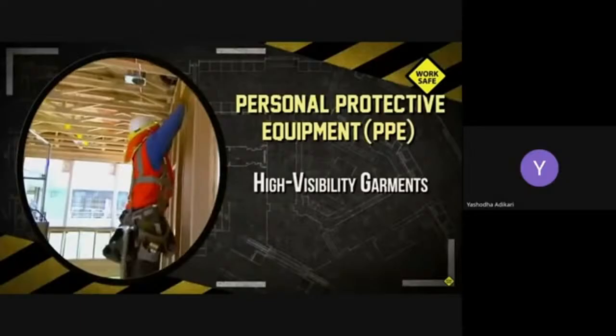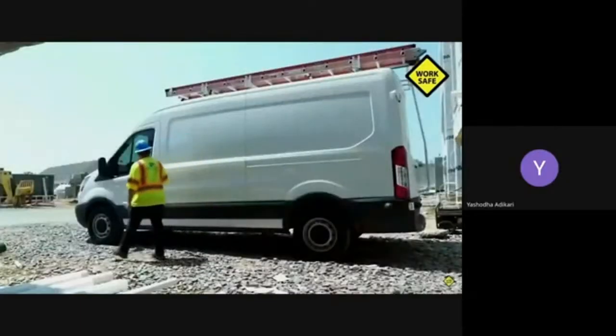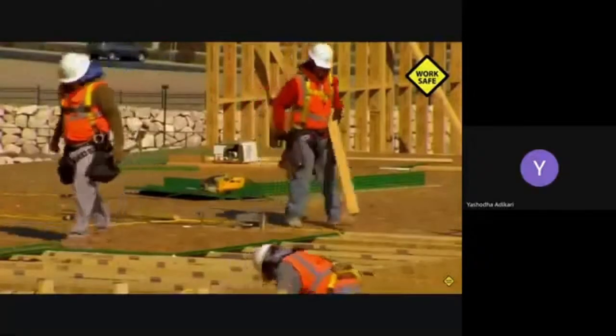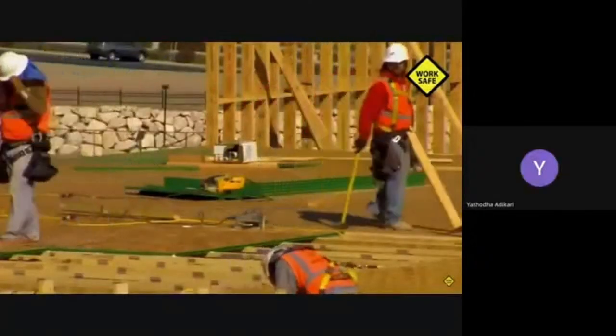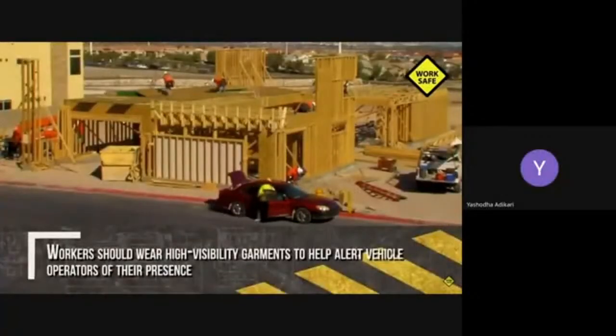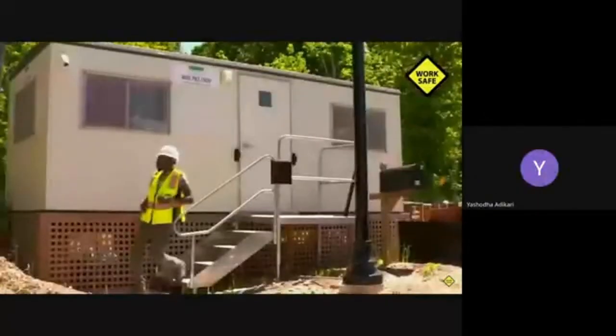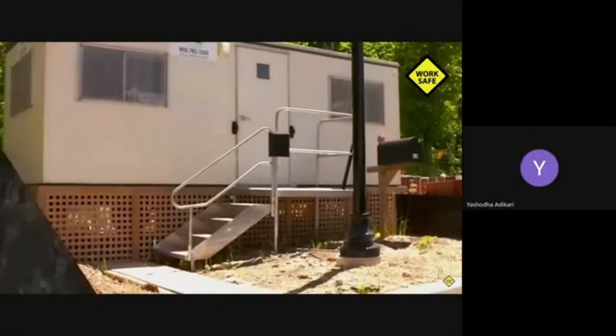Being able to see workers is important for safety. This is especially true for workers working around vehicles or mobile equipment. In an effort to prevent struck-by accidents, workers should wear high visibility garments that help alert vehicle operators of their presence, especially in low light environments. It's a good rule of thumb to wear a high visibility safety vest at all times when on the job site, no matter what the task.